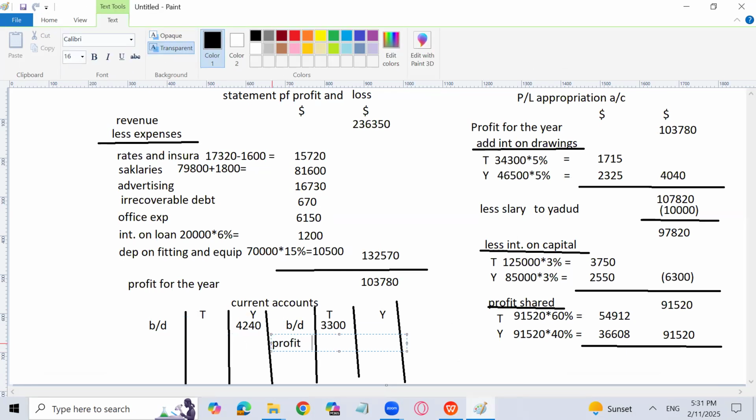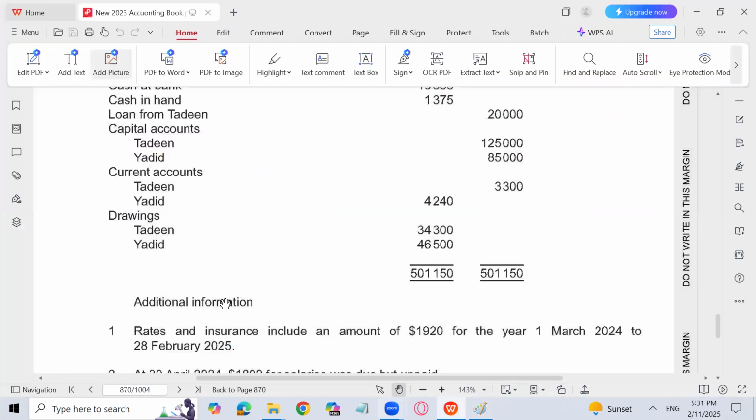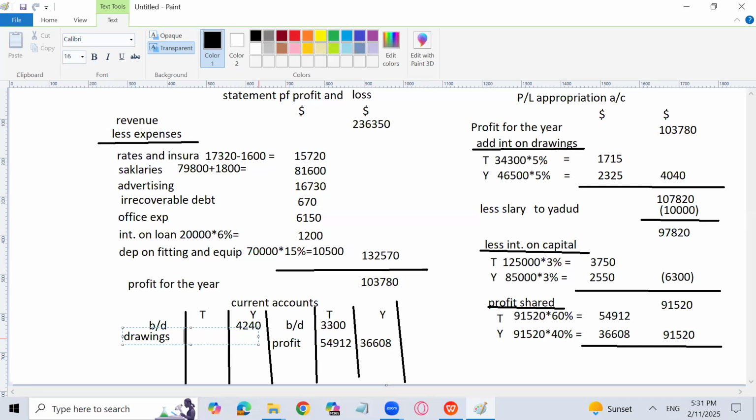Now I will write profit here. It is already calculated: 54,912 and 36,608. Now I will write drawings on the debit side because drawings will always decrease the current account. So I will write 34,300 and 46,500.